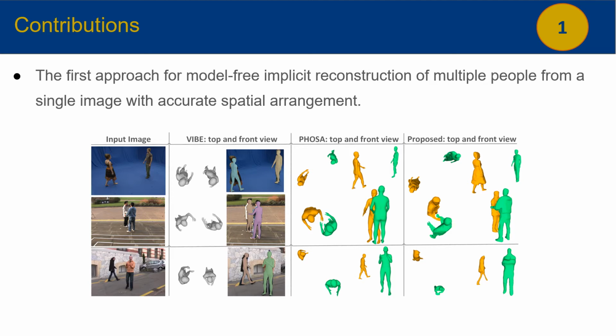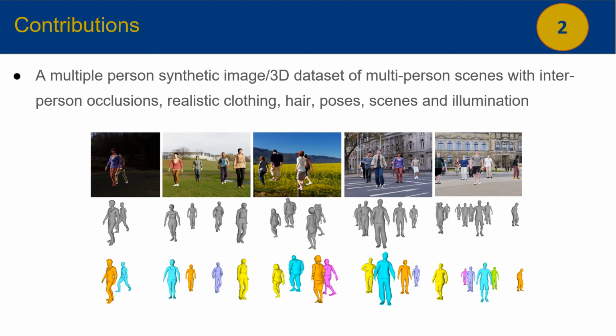We introduce the first approach for model-free implicit reconstruction of multiple people from a single image with accurate spatial arrangement. A multiple-person synthetic image 3D dataset of multi-person scenes with interperson occlusions, realistic clothing, hair, poses, scenes, and illumination is proposed.